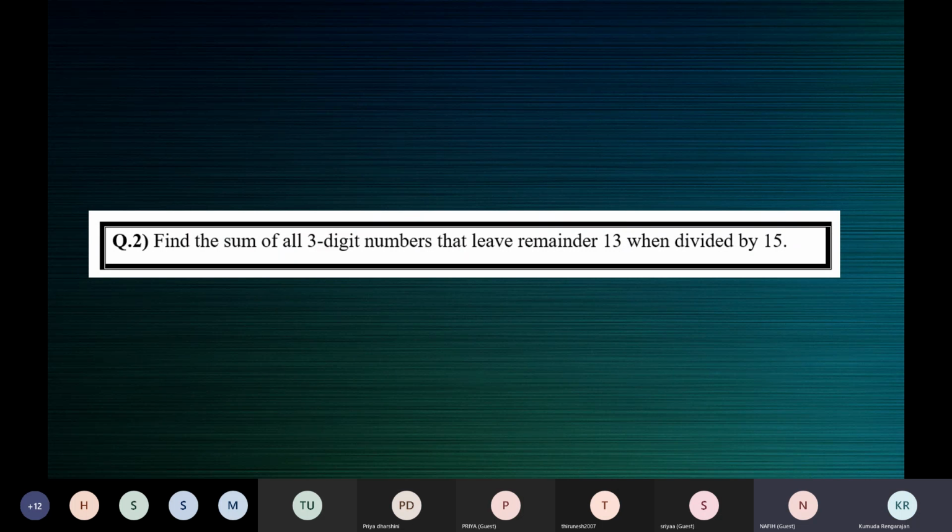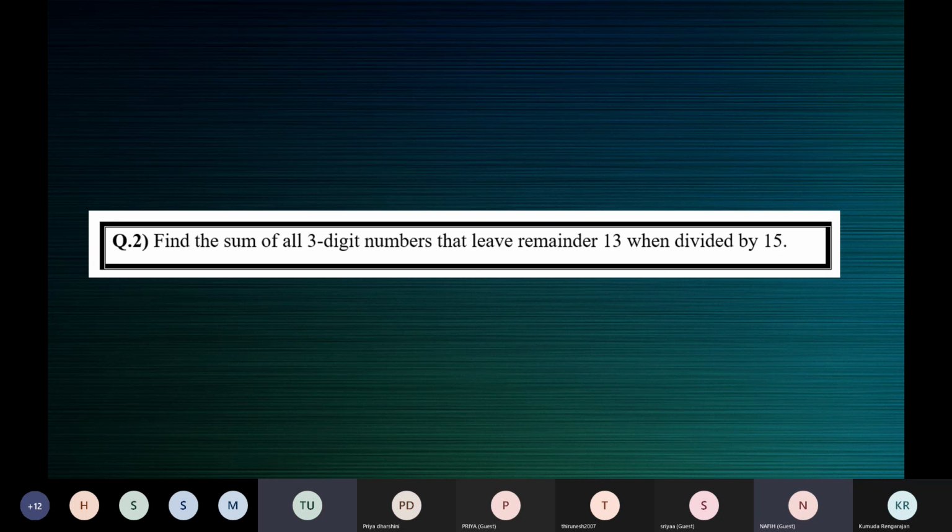Find the sum of all 3-digit numbers that leave remainder 3 when divided by 15. Children, first generate the AP of all 3-digit numbers that are divisible by 15. Forget remainder 3. We'll first generate the sequence of 3-digit numbers that are exactly divisible by 15. Tell me that AP first.